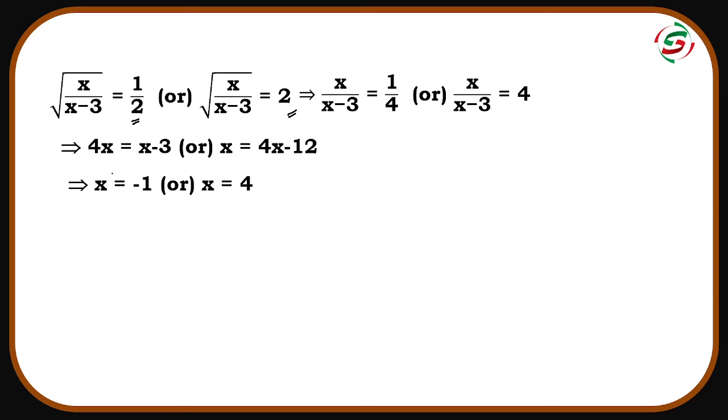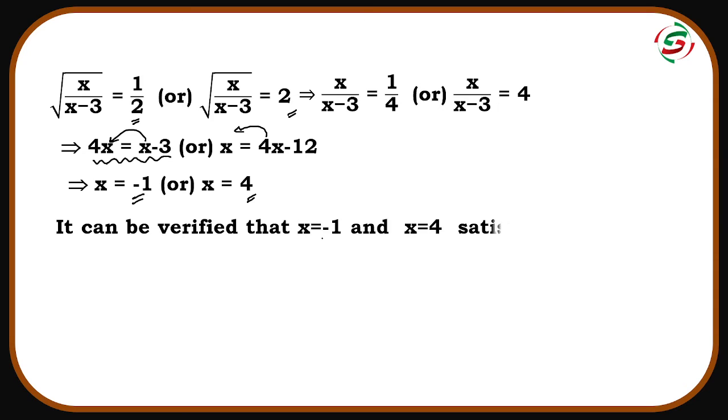Now by simplifying this, if it comes to this side, it will be 4x minus x, that is 3x. 3x will be equal to minus 3, so x will be equal to minus 1. And here if I take 4x on this side, x minus 4x will be minus 3x, so x will be equal to 4. So x equal to minus 1 or x equal to 4 will be the right answers.